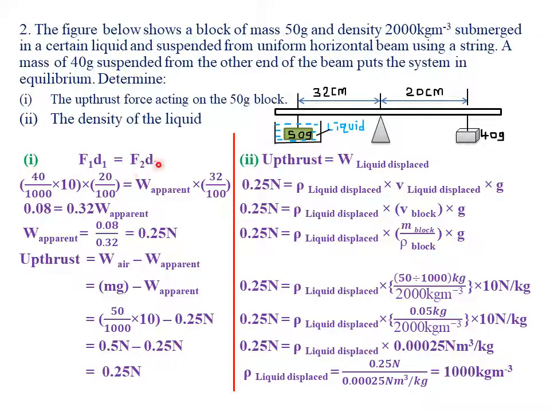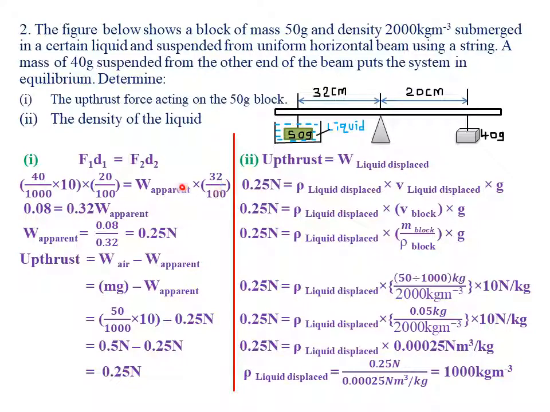Then F2 D2. The F2 will be the apparent weight. So the force that will be felt in this particular string will be the difference between the upthrust and the weight of the 50-gram mass, which is called the apparent weight. It will be the apparent weight multiplied by the perpendicular distance of the 50-gram mass from the pivot, which is 32 centimeters. To convert into meters, I'll take 32 over 100.